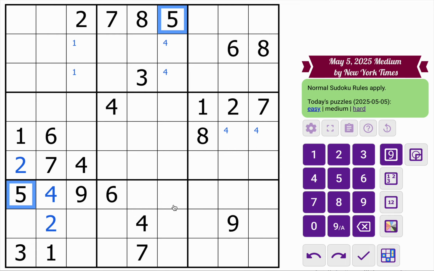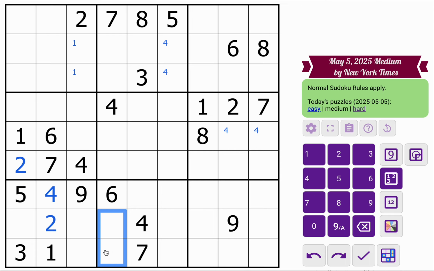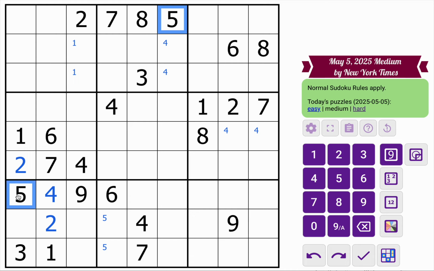5 cannot come in any of these, so 5 is here. And okay, so this 5 can come only in these 2 places. It's restricted to this box. That means 5 cannot come in this column at all, and 5 cannot come in this column. So for this box, 5 has to be in the middle column. There's not much with 5.